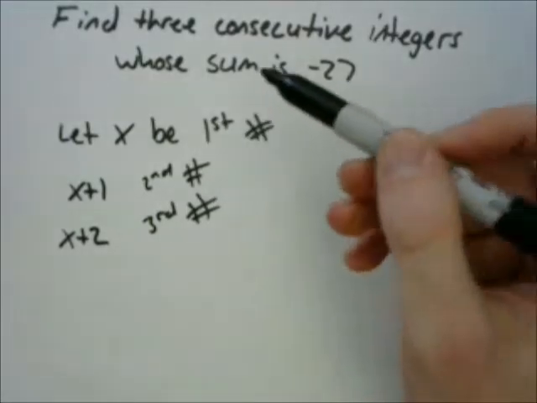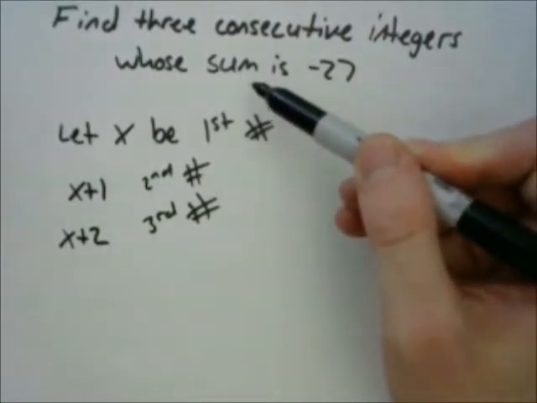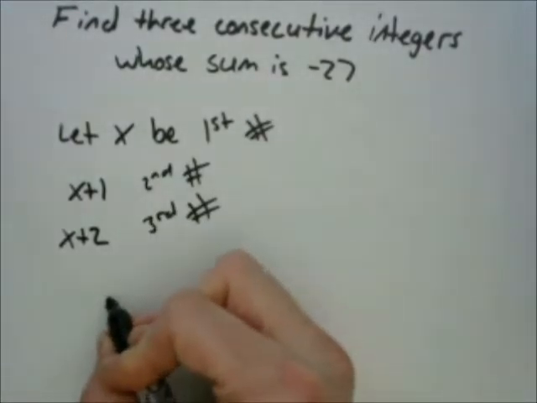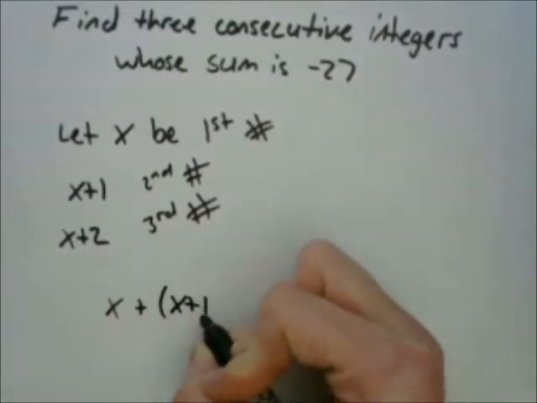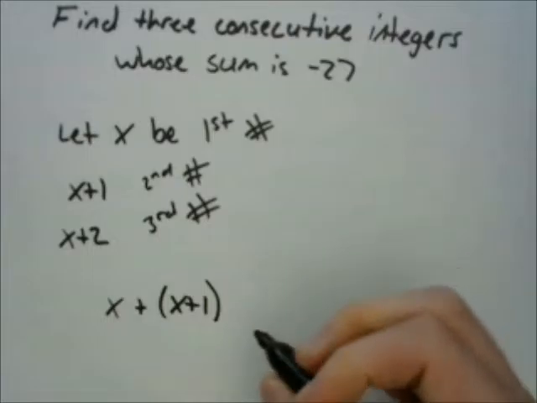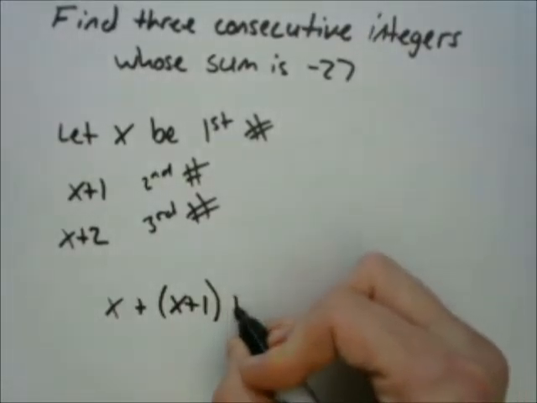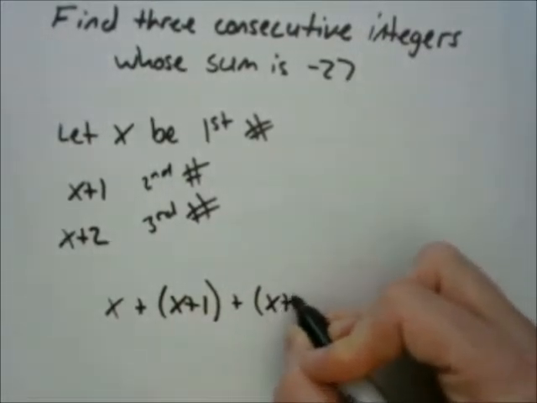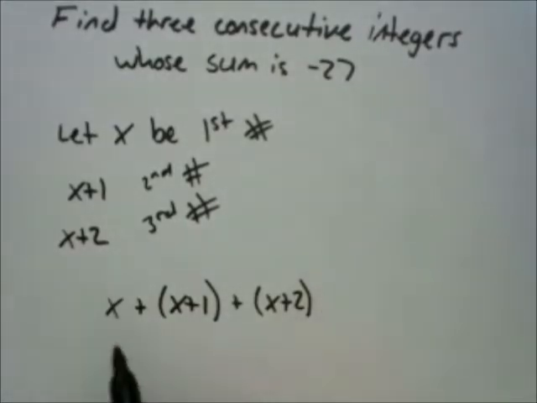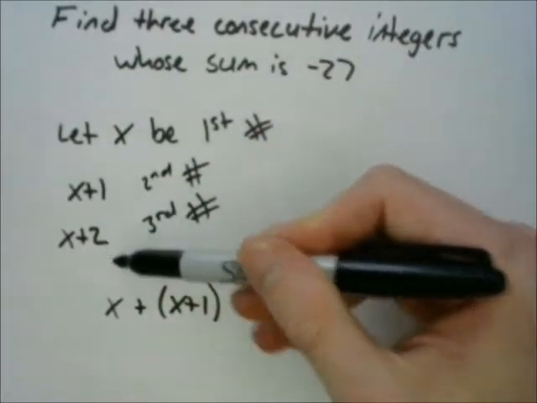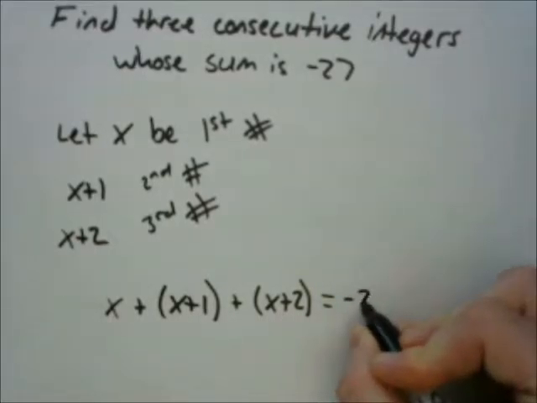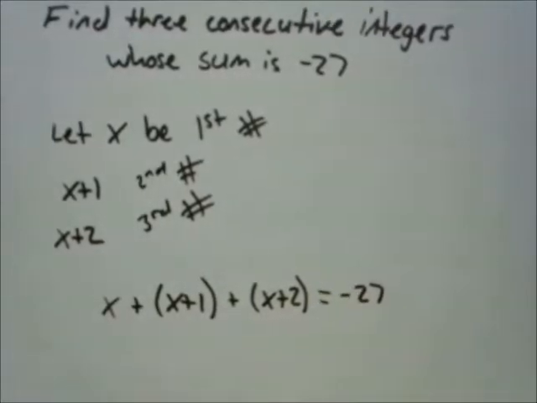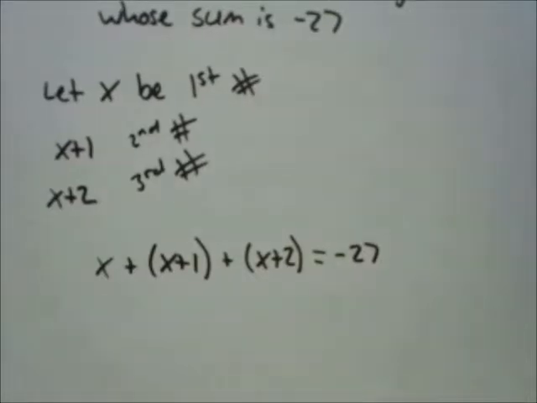Now, we look at the word sum, and I know that means addition. So not only do I have x plus 1, I'm just using parentheses to separate these in your eye, and x plus 2. I have all of them added together. Notice how I have x, x plus 1, and x plus 2, and that equals the sum of negative 27. So now that's set up, we can start solving.